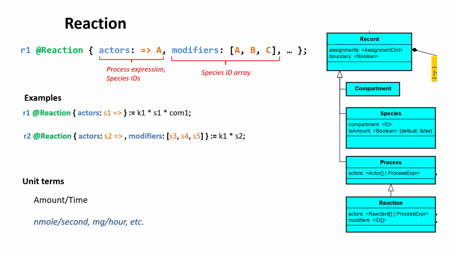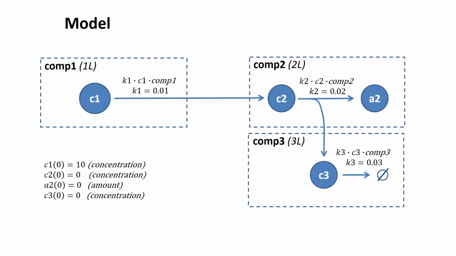The Reaction class has the additional modifiers property, which is an array of references to species. Actually, the property is used rarely, but it was introduced just to support SBML compatibility. Let's look at how it works on a simple example with many compartments.